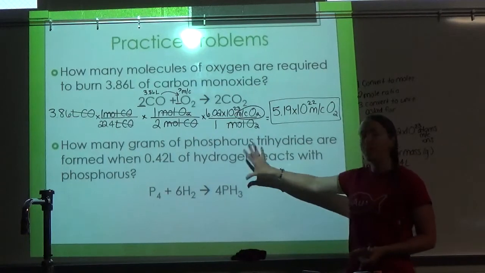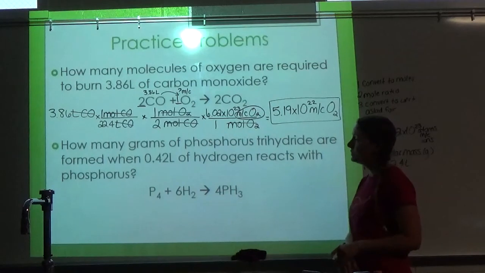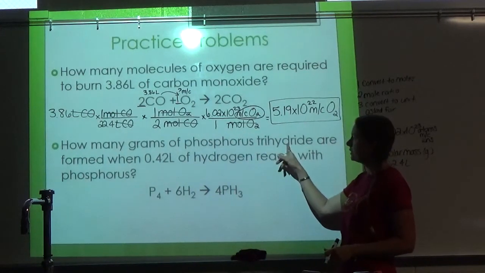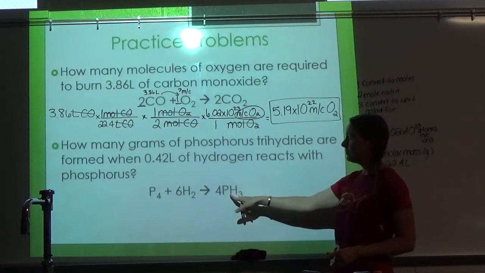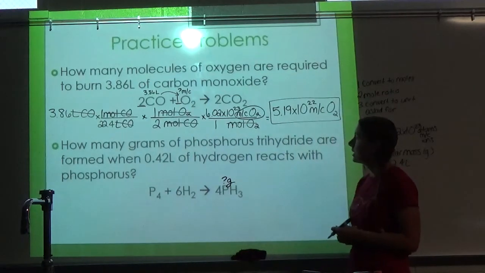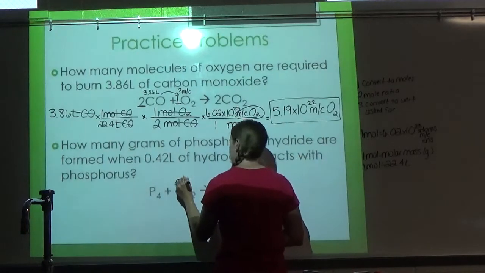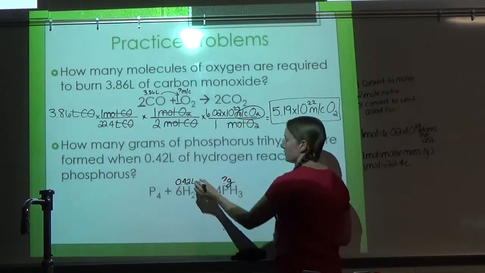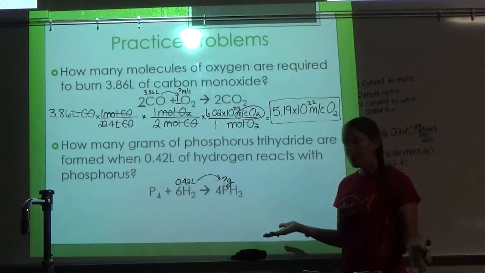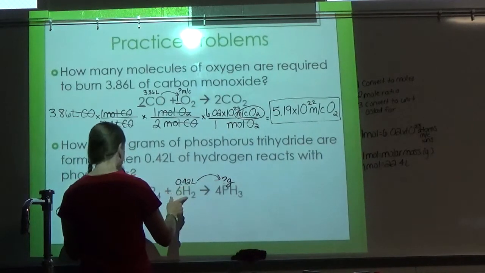All right, so maybe pause the video and try this one. Let's just see what happens. I'll assume you've done that, and we will do it together. So it says, how many grams of phosphorus trihydride? So trihydride just means 3 hydrogens, so we're looking at PH3. So how many grams of phosphorus trihydride are formed when 0.42 liters of hydrogen reacts with phosphorus? So we're going from here to here. All right, so of course we start with what we know. So we know we have 0.42 liters of hydrogen.